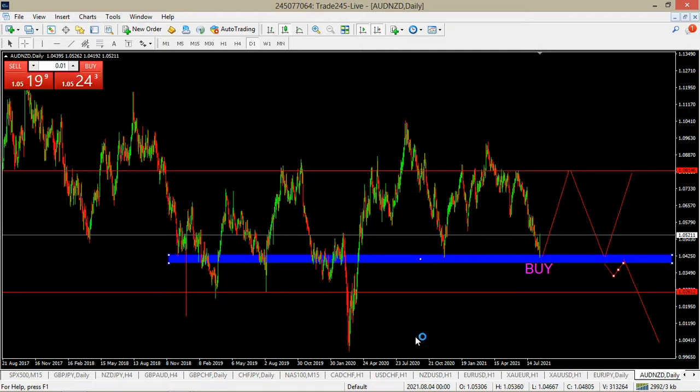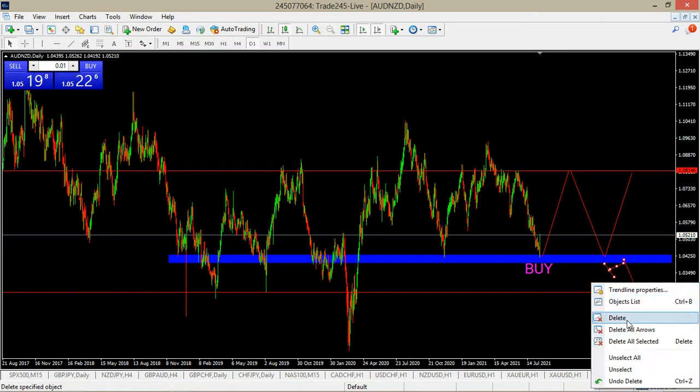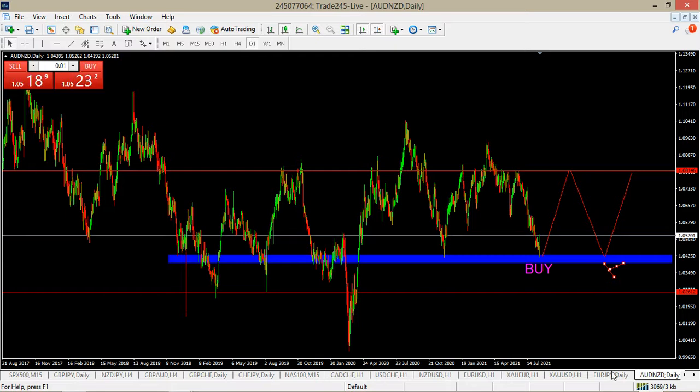So yes, we are done with AUDNZD. Remember, this part we only apply it if it's going to sell, but at the moment it doesn't look like it's selling, it's buying. So I was just making you guys aware if it's selling, what to look for, what to observe. So yeah, let's just go to EURJPY. Yep, let's go to EURJPY.